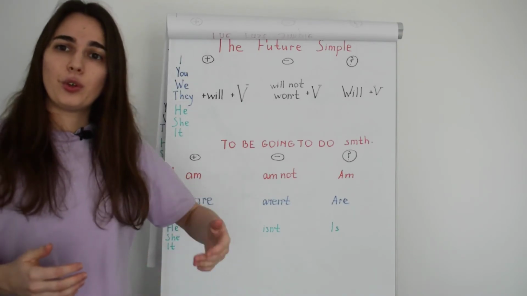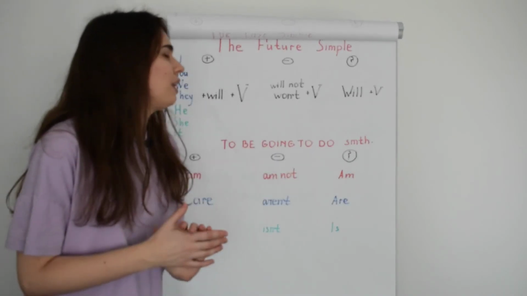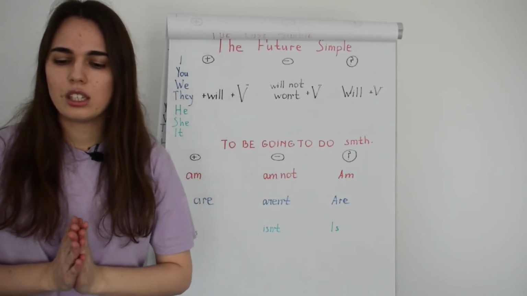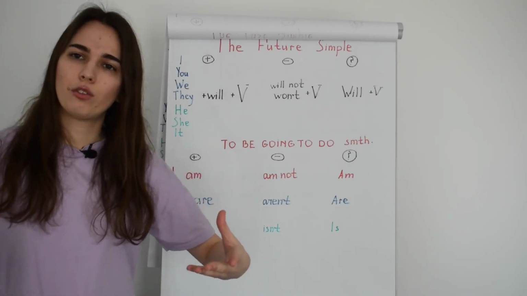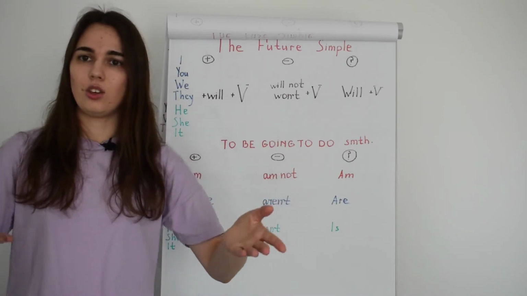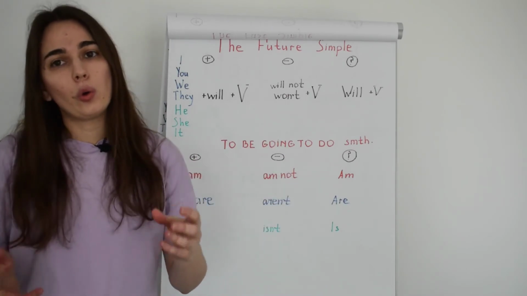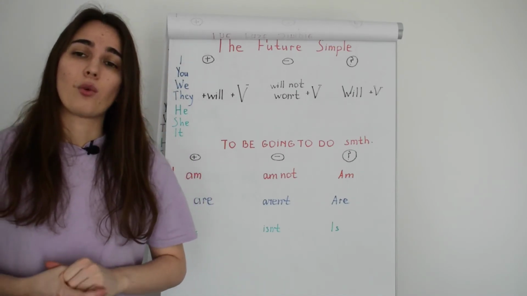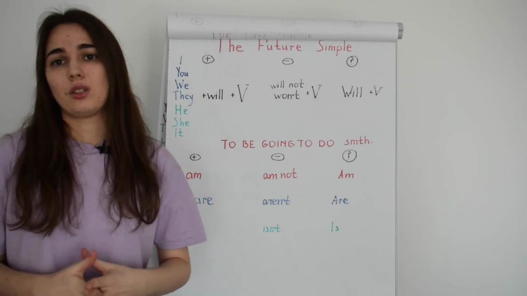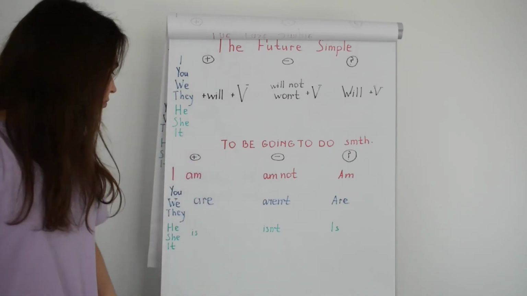And let's review the difference between the future simple and to be going to do something. Again, when we make our decision on the spot, we use the future simple. I will help you because I see you have very heavy bags. But I'm going to help you. It means I have planned it before. I was thinking about it, and that's why I am going to help you with your homework.